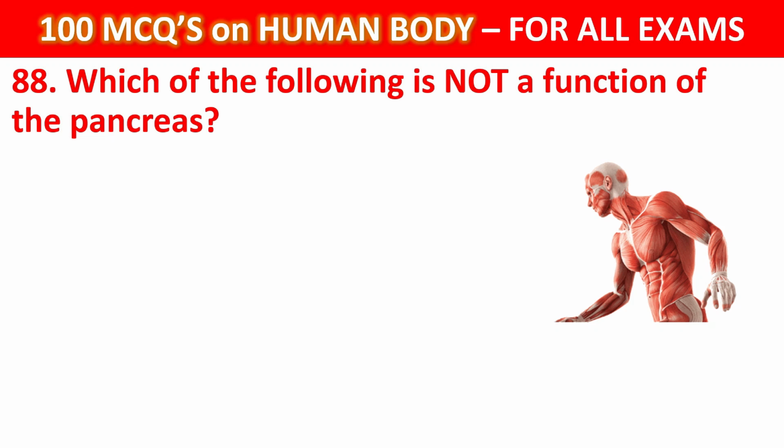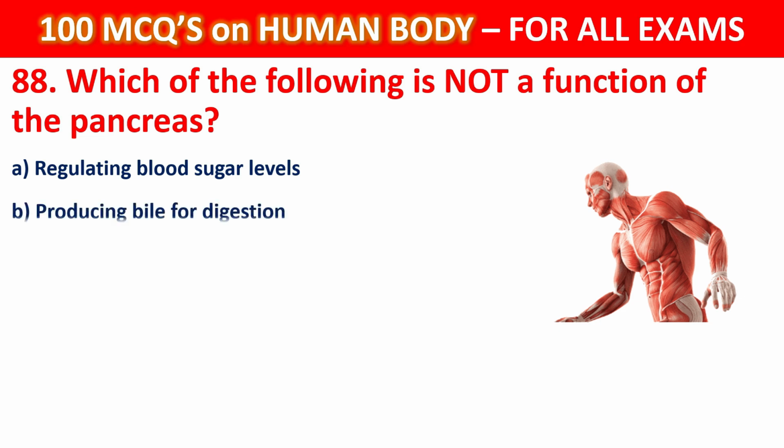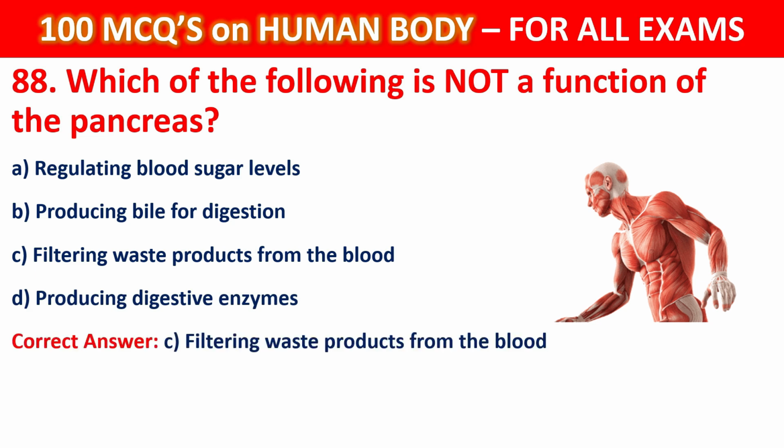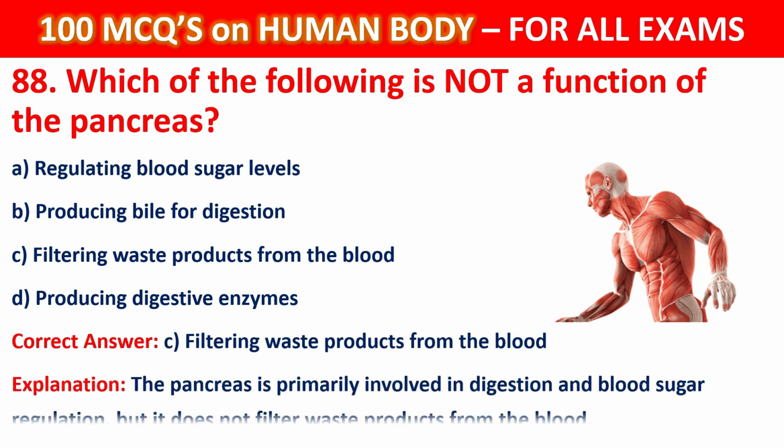Which of the following is not a function of the pancreas? Your options are regulation of blood sugar levels, producing bile for digestion, filtering waste products from the blood, or producing digestive enzymes. The correct answer is C, that is filtering waste products from the blood. The pancreas is primarily involved in digestion and blood sugar regulation, but it does not filter waste products from the blood.